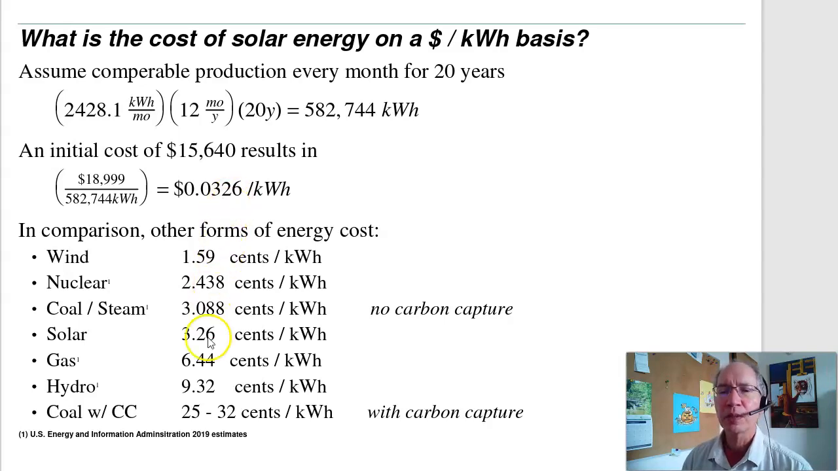So in terms of how that compares to other energy sources, again from the U.S. Energy Information Administration, solar energy is right here, slightly more expensive than coal, assuming no carbon capture. You just take all the pollution, dump it in the air. Slightly more expensive than nuclear and wind, but cheaper than gas, hydro, way cheaper than coal with carbon capture. So currently solar is right here, and the price is dropping.